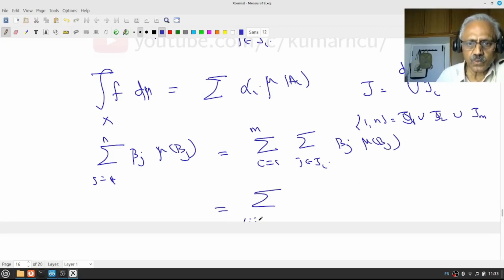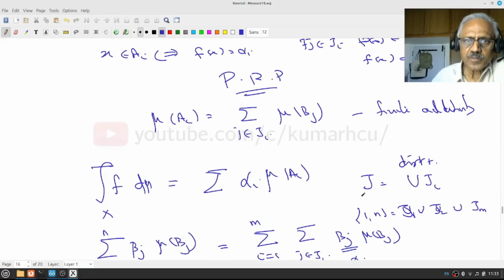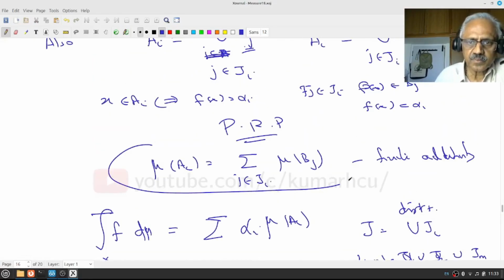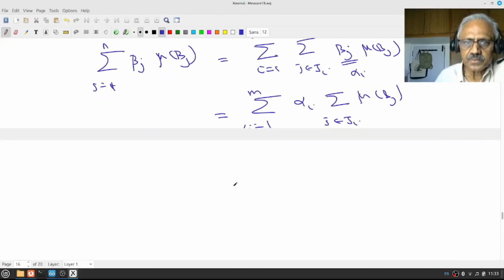But that is the sum over i equal to 1 to m. But when j belongs to J_i, β_j is nothing other than α_i. α_i is common to all of this, therefore I can take α_i out and then take μ(B_j), with j running over J_i. But we saw this. This is nothing other than μ(A_i). Therefore, this is equal to the summation of α_i μ(A_i), i equal to 1 to m. That is the integral of f dμ.